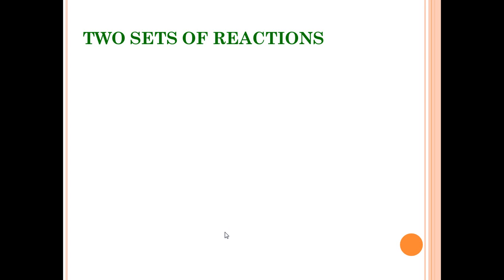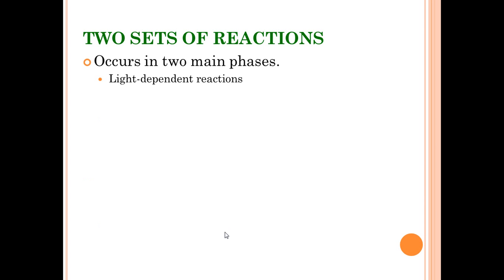So back to photosynthesis. There are two sets of reactions that happen in one cycle of photosynthesis. The first is called light-dependent reactions. These reactions obviously depend on light. And the second is called the light-independent reactions, also known as the Calvin cycle.